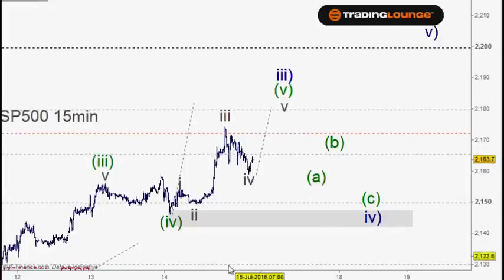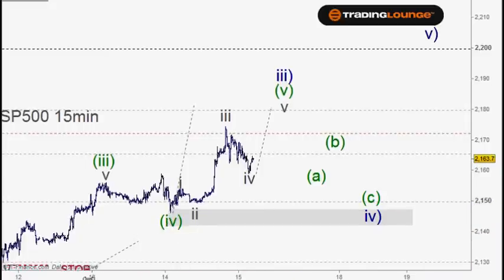And one of the reasons for that is because we held through this wave 4 low here. So that should be the lowest that the market comes. So we should be able to bring our stops.